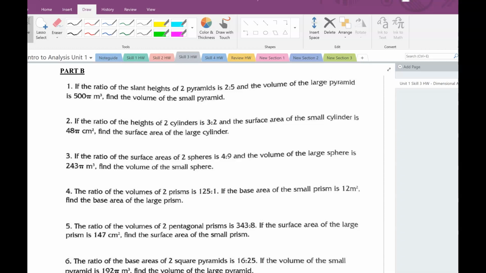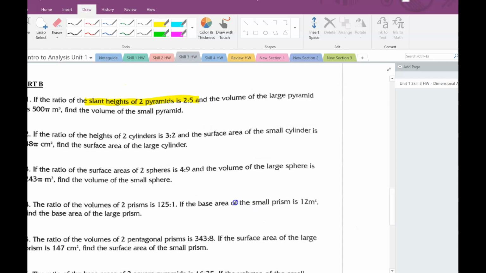Okay, I'm going to do an example on part B because some people were struggling. So remember, given information and new information. So first, the ratio of the slant heights is 2 to 5. So I'm going to do this kind of the way we talked about.